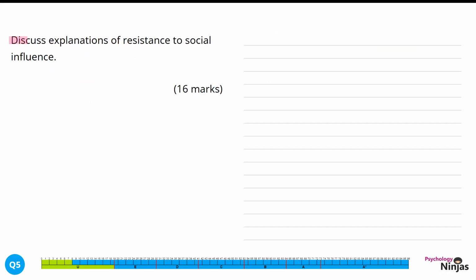In this question, we have the command word discuss. This means we need to explain for 6 marks, so we need 6 pieces of information about our resistance to social influence, how different theories might explain us not obeying or conforming. We then need to evaluate the different explanations we've given, and there are 10 marks of evaluation available. Therefore, we need more evaluation than explanation in order to balance our response. We're going to start with our first explanation of resistance.